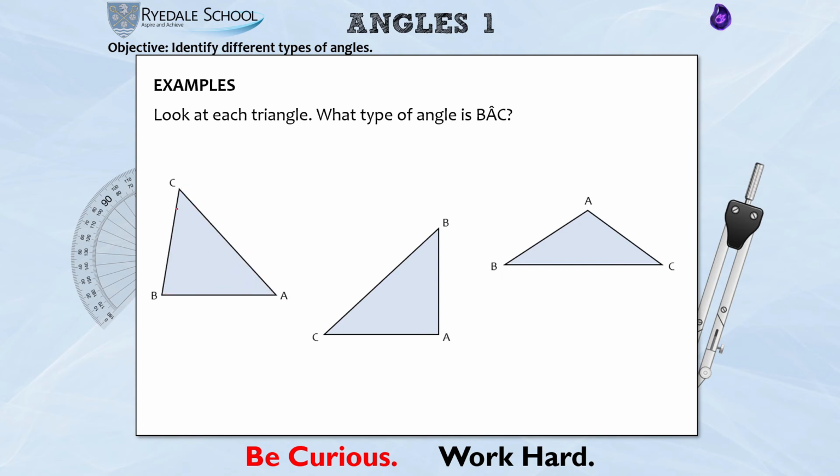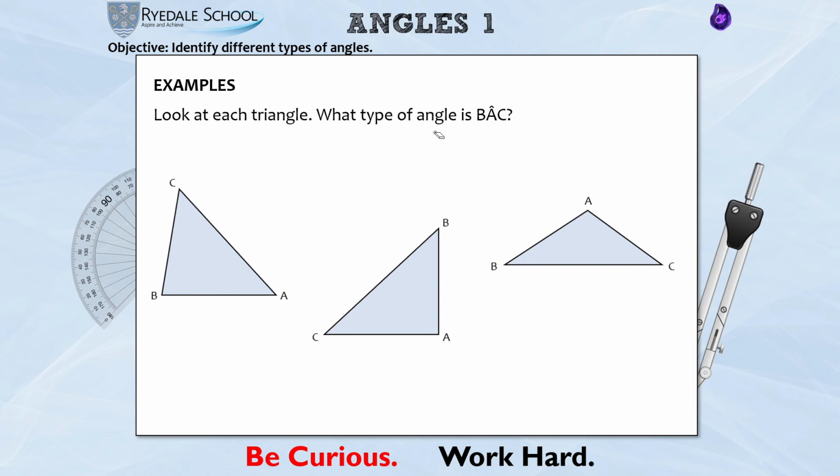Similarly, this angle up here would be BCA. Or I could write it the other way around, ACB. So the order that I write it doesn't really matter as long as I have the right angle in the middle of those three letters.